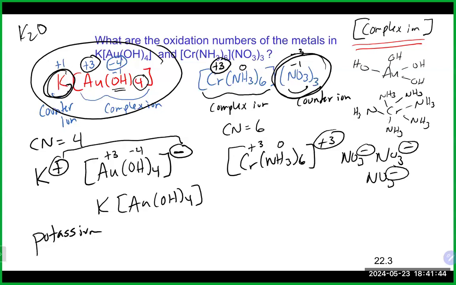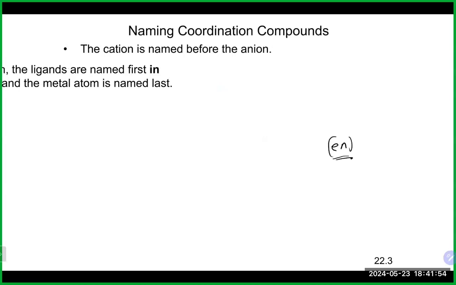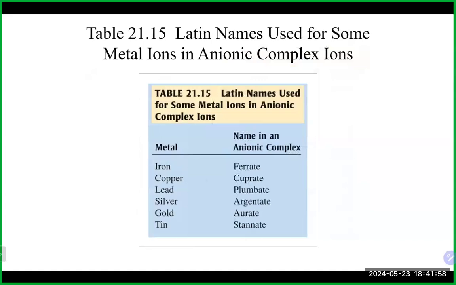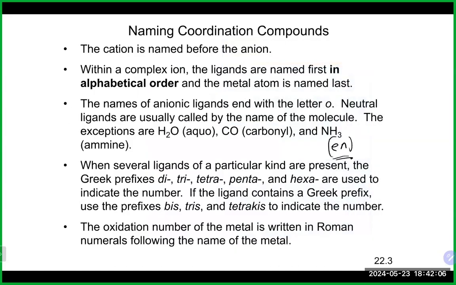Now we get to our complex ion, which clearly we have seen is negative here, which means when we look at gold, we do need to go to our table there, right? And we need to use our sort of old school name there for gold. So we're going to use aurate. So we'll come back here.